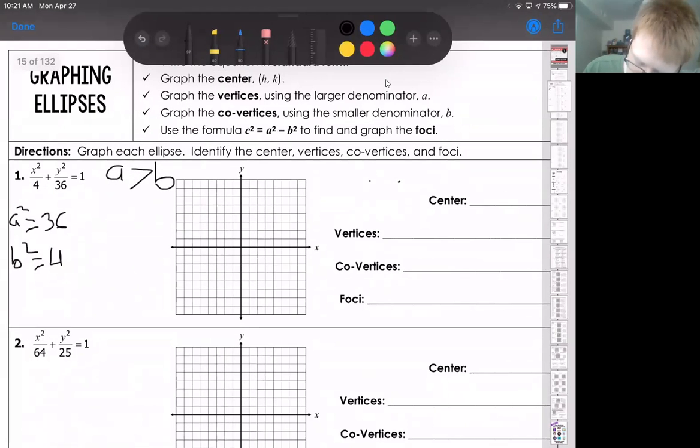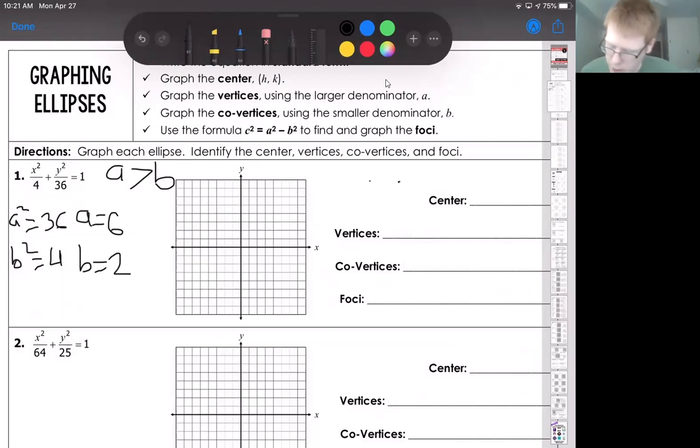So my A is really 6, and my B is really 2. So my center, you always look at the top. Since x squared and y squared are by themselves, my center is just going to be 0, 0. My vertices, we're going to use my A value.